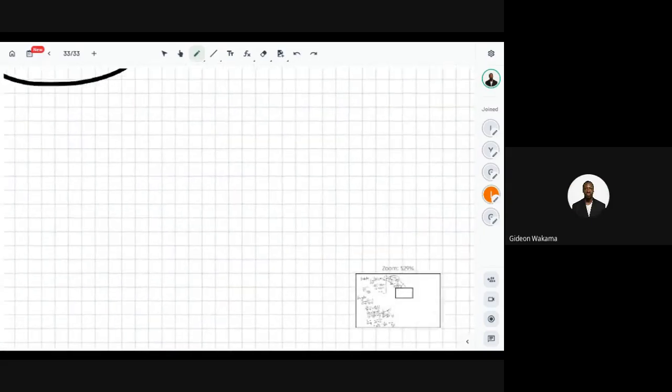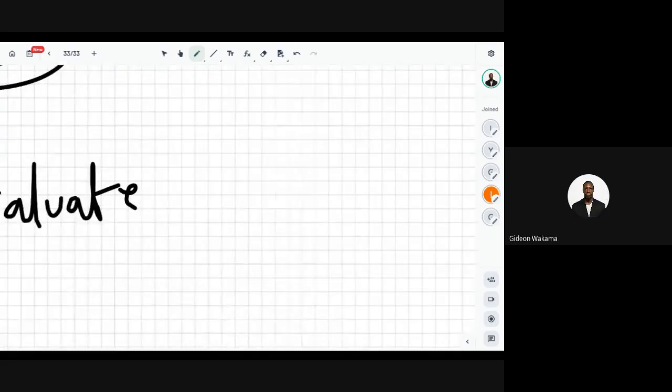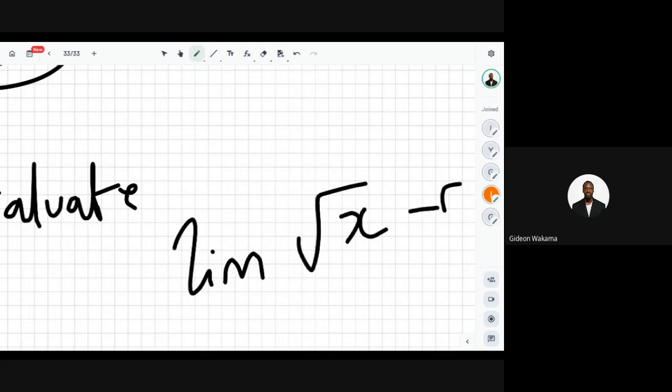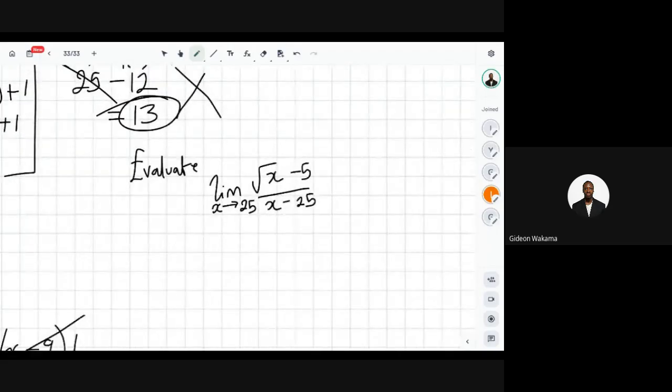Okay, so let's try this other one. Let's evaluate. We have the limit of root x minus 5 over x minus 25 as x approaches 25. So let's solve. What's our answer? What are we going to get?